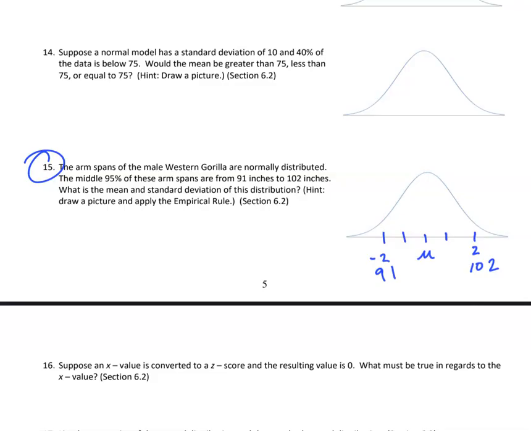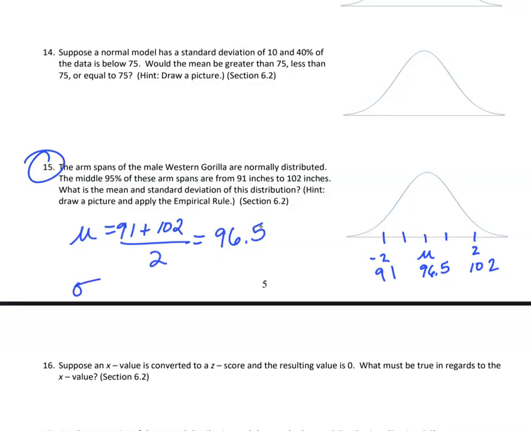There are a couple of ways you can figure this out. I think to get the mean, the easiest way to do it is to just find the average of those two numbers, 91 plus 102 divided by 2, because notice that the mean would be right in the middle. So I'm getting 96.5, and that looks about right. 96.5 would be smack in the middle of 91 to 102.